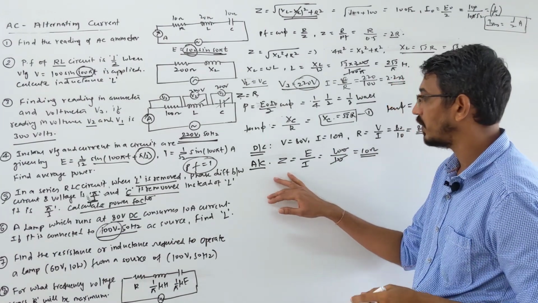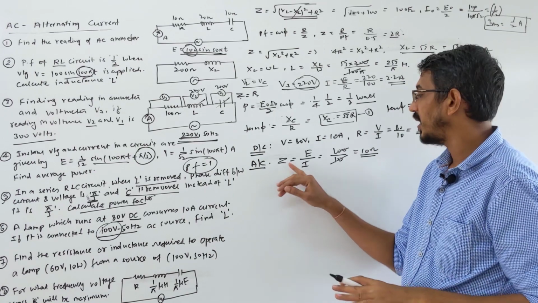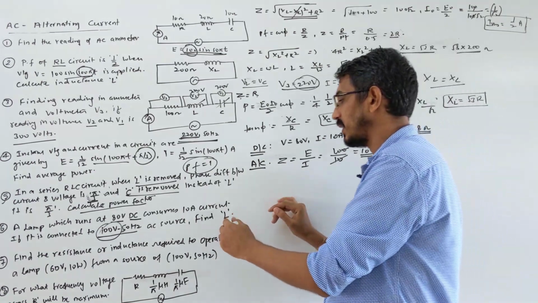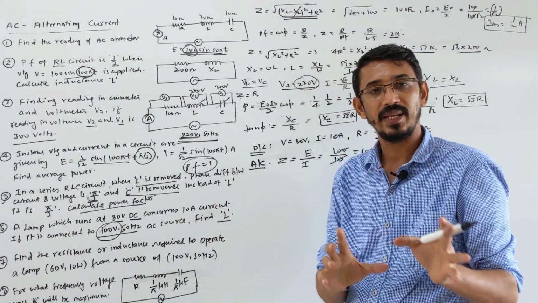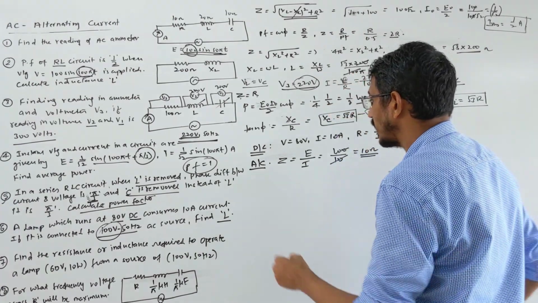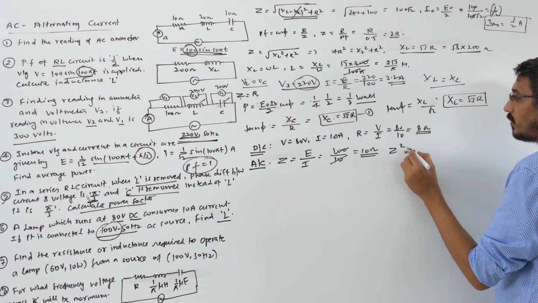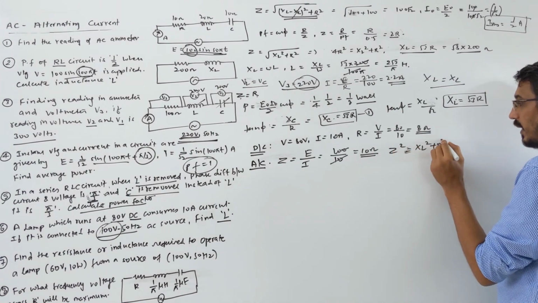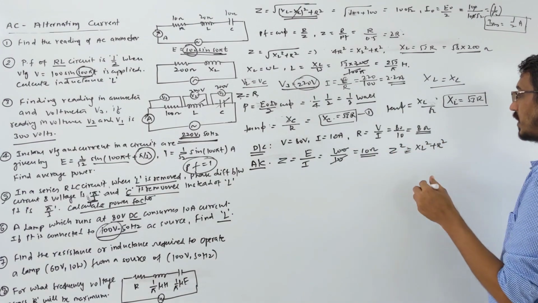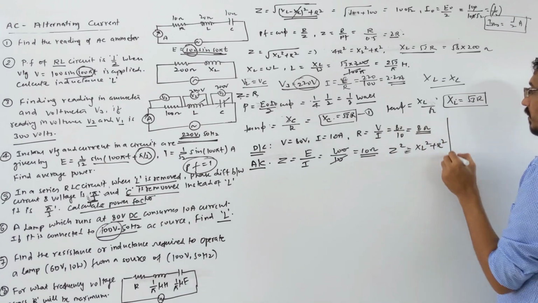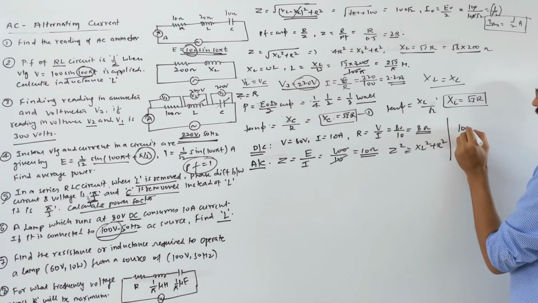Now we know impedance, we know resistance, and we know impedance consists of R and L, because it is an RL circuit, meaning XL. So let's find XL. Z square is equal to XL square plus R square. Directly I am writing Z is equal to the root of this. We know Z. I am doing the calculation here. 10, so it becomes 100.